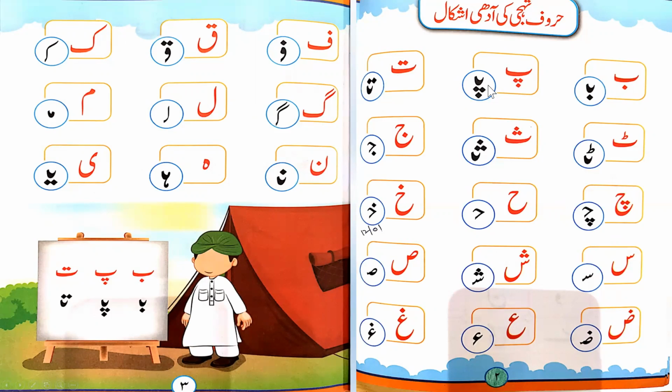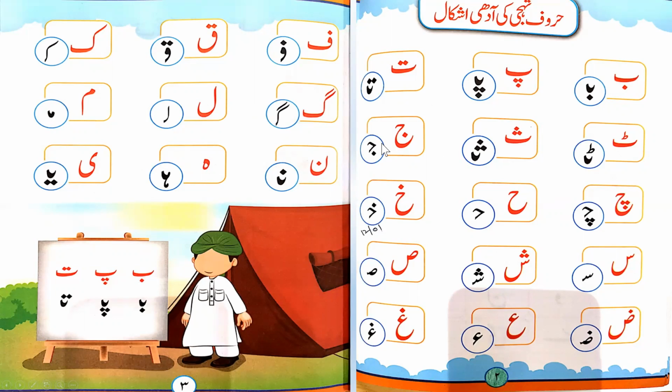So Be, Pe, Te, and Se. They all are written exactly the same way when they come in the middle or in the beginning, but the only difference is the dots. If there's one at the bottom, it's a Be. If there's three at the bottom, it's a Pe. If there's two at the top, it's Te. And if there's three dots at the top, it's a Se.